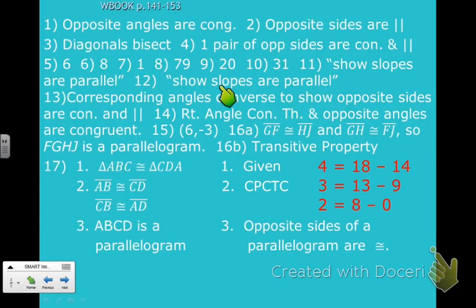Over here for 13 and 14, these are the complete reasons. So corresponding angles converse is reason 1. One pair of opposite sides are congruent and parallel is reason 2. For 14, right angle congruence theorem to prove that the 90-degree angles are equal. And then you have to say opposite angles are congruent in a parallelogram. So that's reason 2. Other than that, it's pretty straightforward. So make sure that you have these reasons. I'm going to ask the teacher, please pause the video so the students can finish up correcting.